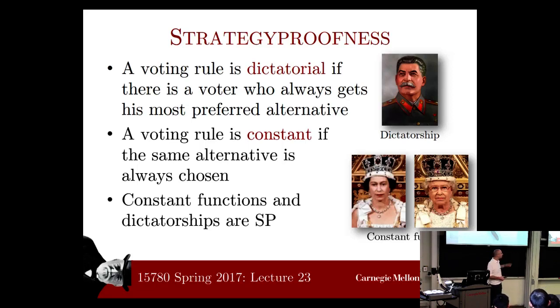Why is a dictatorship strategy proof? Well, if you're the dictator, you always get what you want, so you can't benefit from lying. If you're not the dictator, nobody cares what you want, so you also can't benefit from lying. So any of these would actually be strategy proof. And what the Gibbard-Satterthwaite theorem says is that these are essentially the only voting rules that are strategy proof.